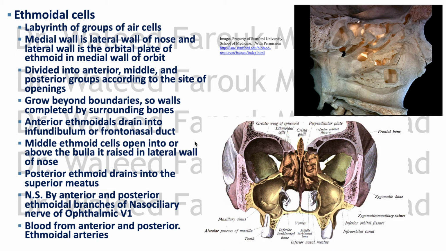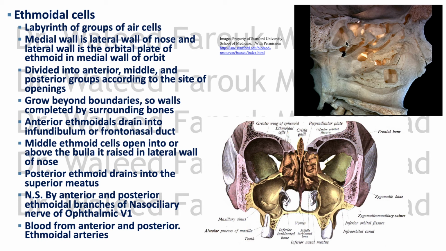The ethmoidal air cells, these are the ethmoidal air cells here. They are between the medial wall of the orbit and the lateral wall of the nose. They actually occupy the space between these, and extend from anterior to posterior. See, these are the ethmoid labyrinth or ethmoid groups. They are divided according to their drainage system. Where do they open? They are classified into groups: anterior, middle, and posterior ethmoidal air cells.